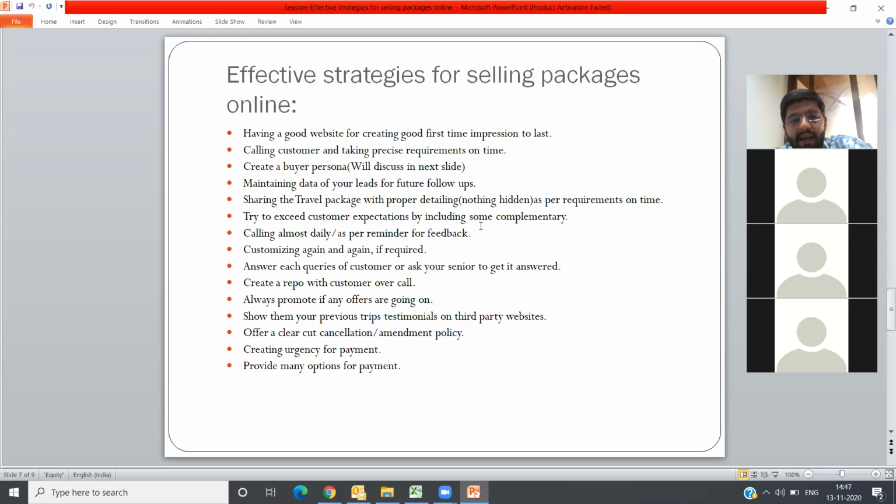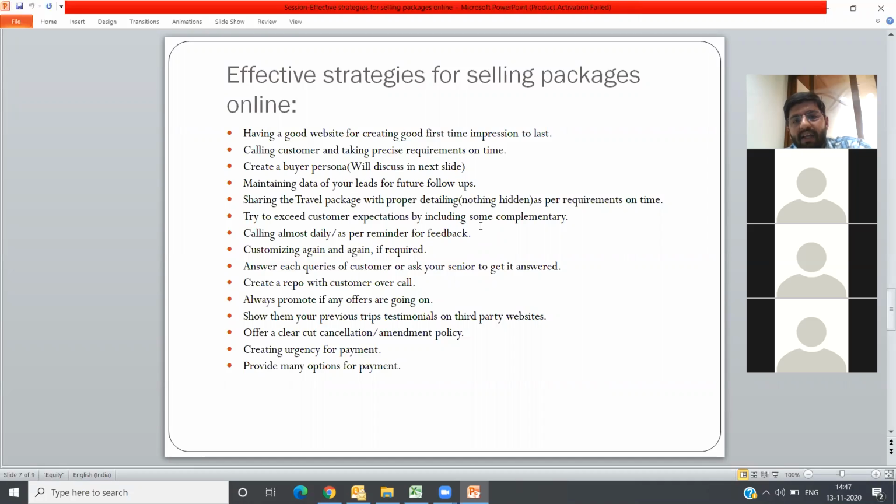Customize it again and again if required. It can't be that you customize once only and won't customize again and again. We can't treat ourselves as MakeMyTrip or some B2B portal. We have to keep a B2C approach in our mind, and do the customization again and again if the customer requires.